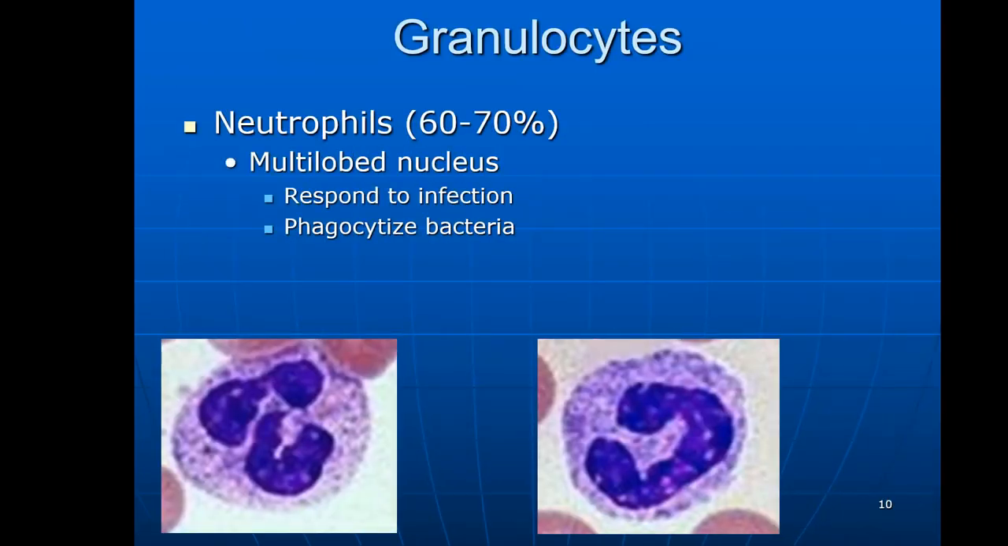Starting with the granulocytes, the most common white blood cell is the neutrophil. Neutrophils are identified by having a multi-lobed nucleus, kind of like this. See multiple lobes in the nucleus. You should see the granules in the background. They make up the most of the cells, 60 to 70% of the white blood cells. And they basically have a general response. They respond to any infections and they phagocytize bacteria.